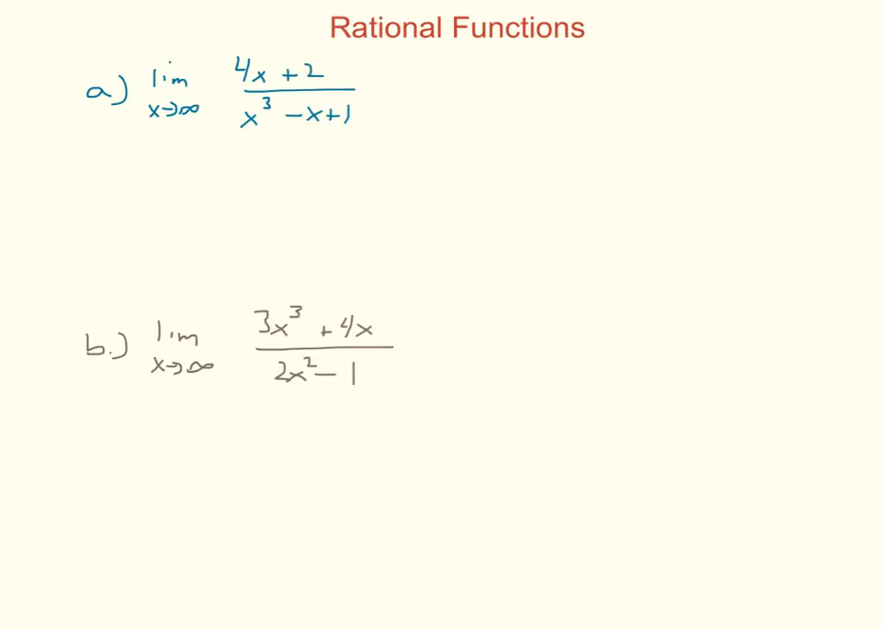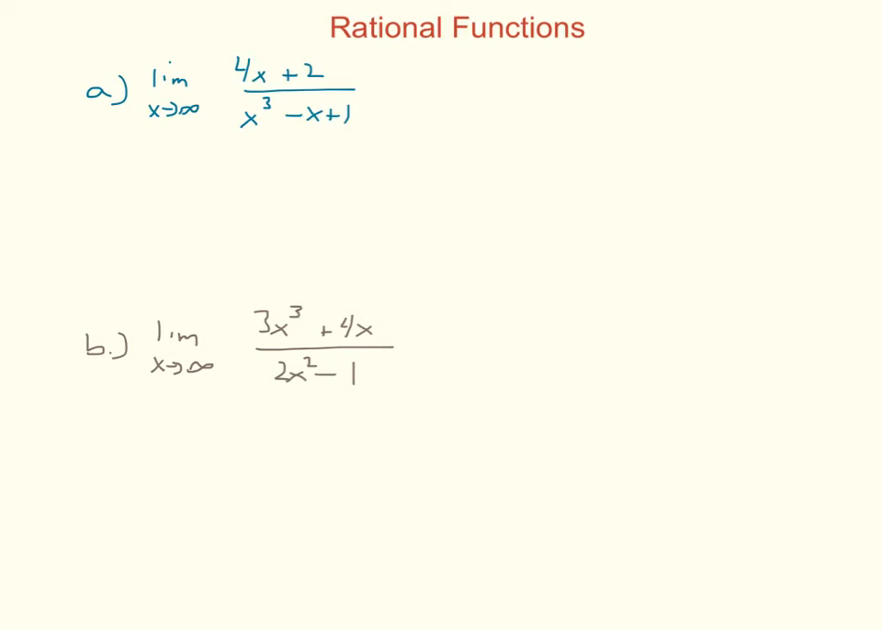Now when working with rational functions, we can always multiply or divide the top and bottom of a rational function by the same thing. So to algebraically determine these limits, we're going to use that special property, that the limit of 1 over x to the n as x goes to positive or negative infinity equals 0, to help us identify the limit of these things.